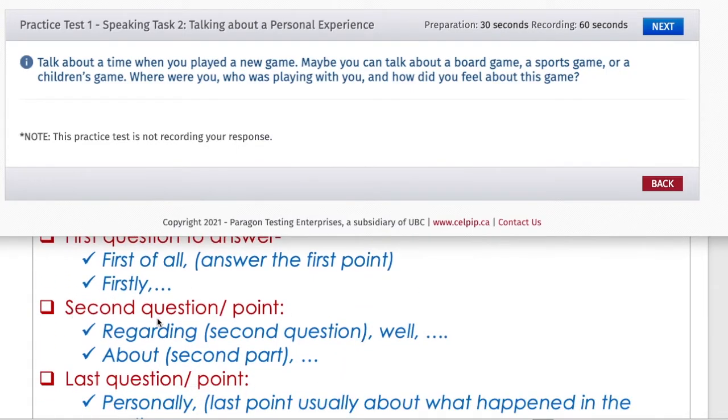Then the second question or point. Who was playing with you? So we can start by saying, regarding who was playing tennis with me for the first time, well, that was my friend Omar. He and I used to be good friends and we played sports all the time. So that day we played tennis. Or you can start with "about." About who was playing with me that day. Well, so it's the same. Either one. "Regarding" is stronger, I believe.